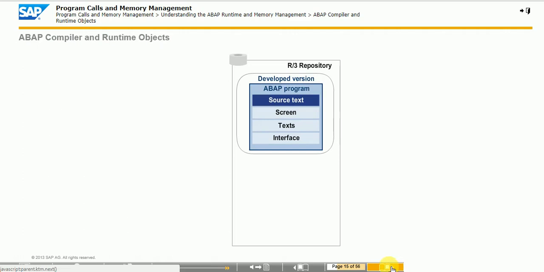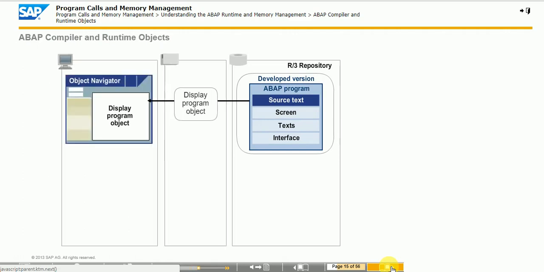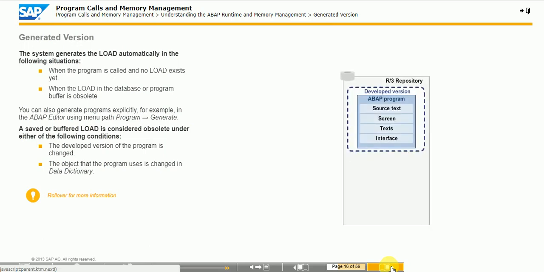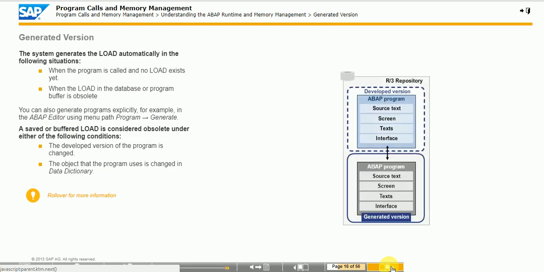Development objects are stored in the repository in the form in which they are developed. These are the only versions of the development objects that can be displayed in the workbench. To run a program in the ABAP runtime environment, you must first generate the program using the ABAP compiler. When you generate a development object, the system generates a runtime object or load.